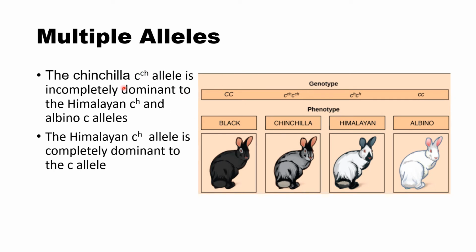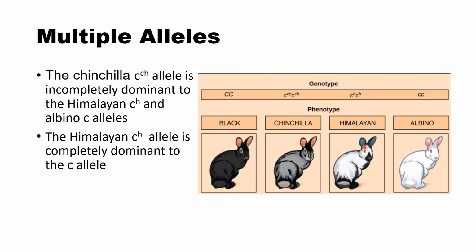Now, the chinchilla naman, yung recessive C with CH allele, is incompletely dominant to the Himalayan na recessive CH and albino c alleles. So meaning, if meron ka nitong gene na recessive CCH at saka meron ka nitong gene na CH, yung mangyayari is incomplete dominance na. Yung mangyayari, magiging ganito na. Parang a mixture nung black at saka mixture nung Himalayan or yung albino.